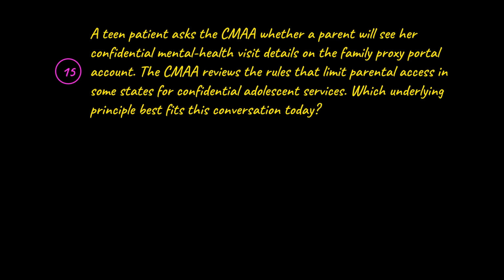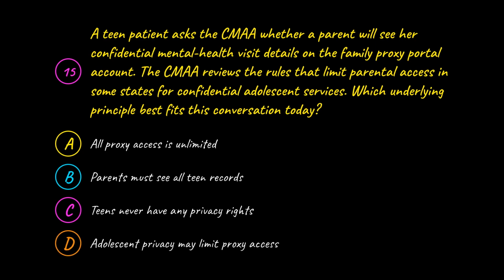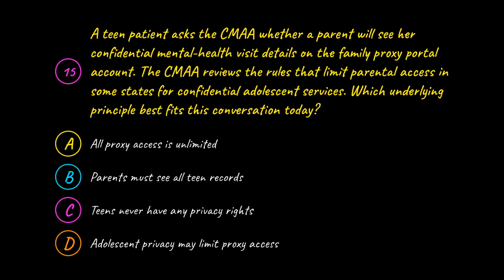Your options are A. All proxy access is unlimited. B. Parents must see all teen records. C. Teens never have any privacy rights. D. Adolescent privacy may limit proxy access. Don't overthink it. Which one feels right?